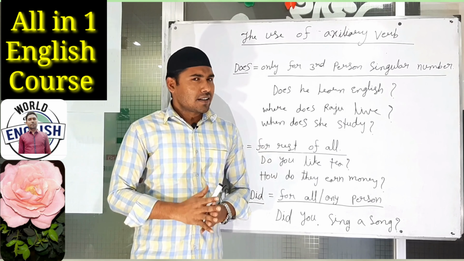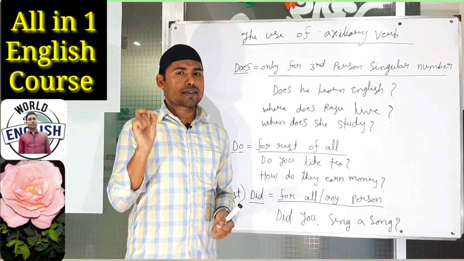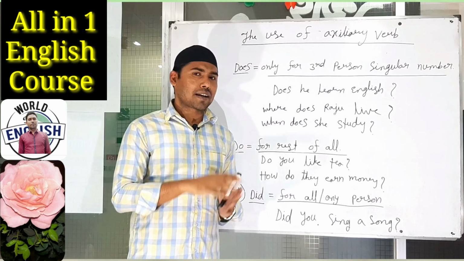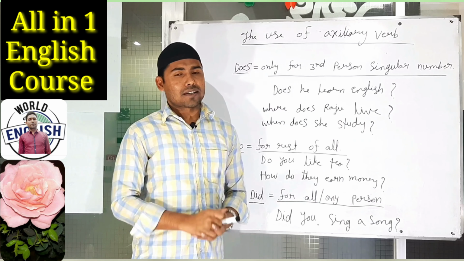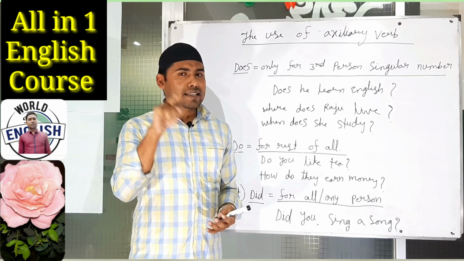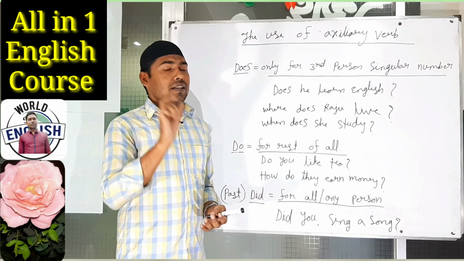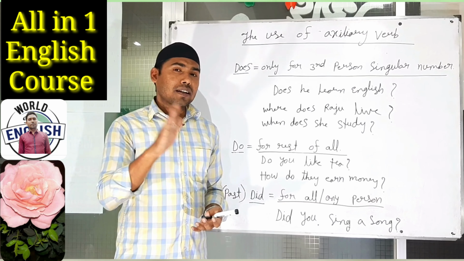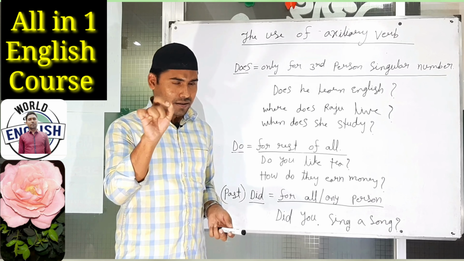When we get did in any sentence, we will understand that the sentence is in past indefinite, not present. Closing our eyes, we will understand the sentence is in past indefinite tense. And the answer to did will always be in past indefinite. The verb will always be used in past.